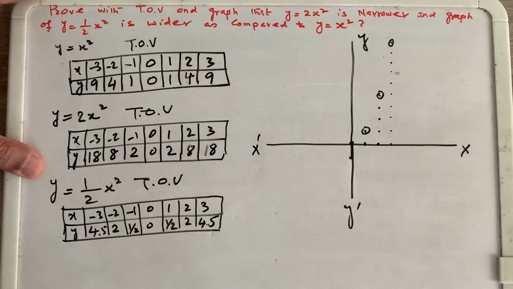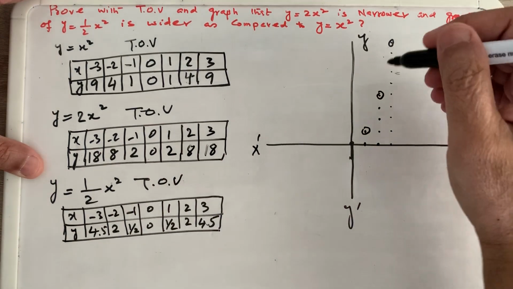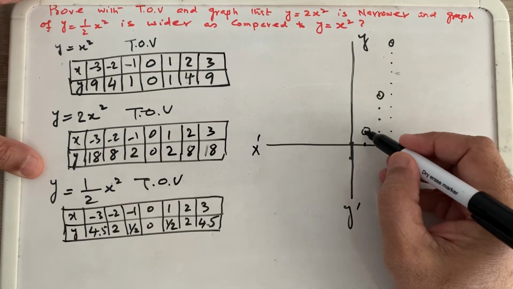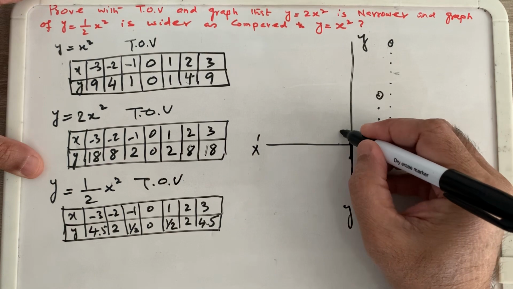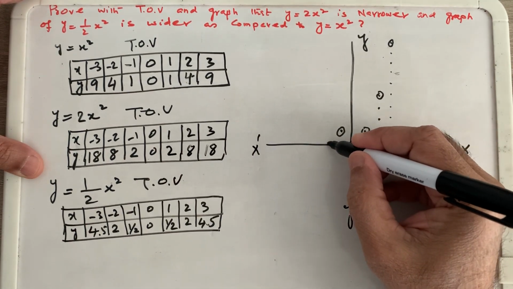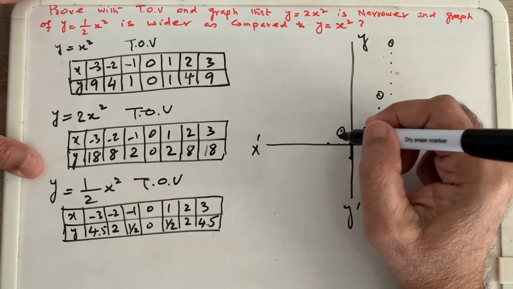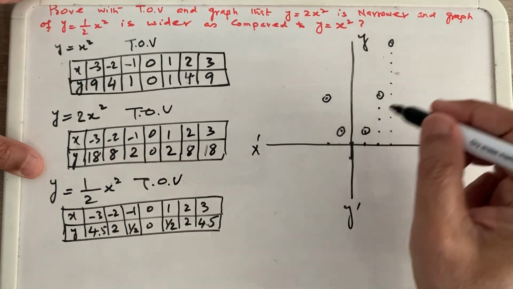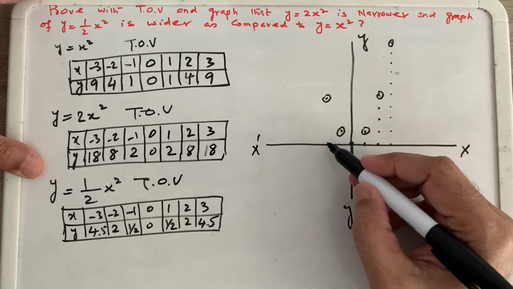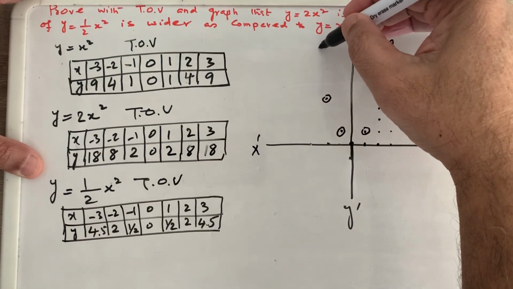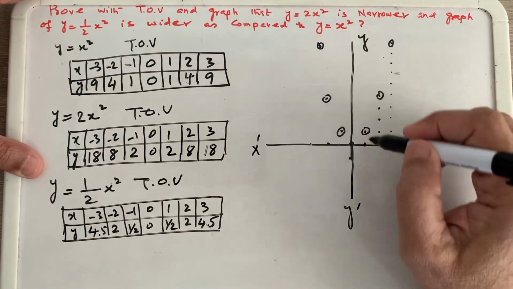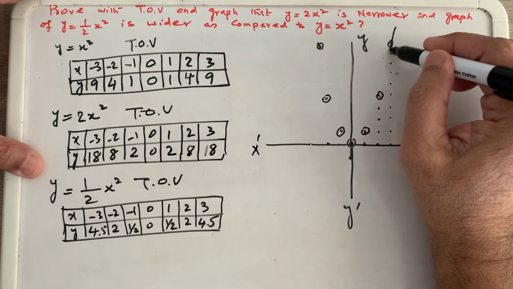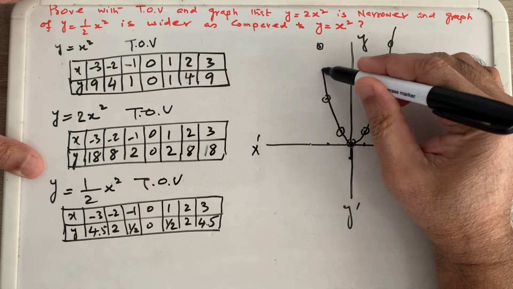Just to tell you that when it is drawn for 2x square, it will be narrow. And when it is drawn for half x square, it will be wider. So we will see how. First, we are drawing y equals x square, the basic graph. Then -1, so -1 and 1, right? So my first point is here. Then I have -2, and then I go up nearly here, equidistant. And then -3, so 1, 2, and 3, I go here, equidistant from here, right? So I have all my points for y equals x square.